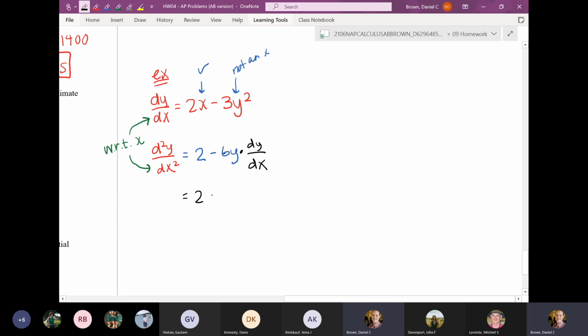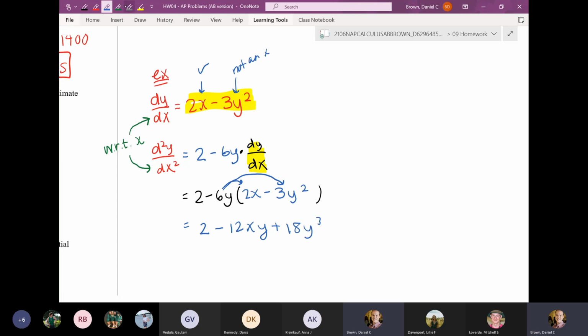Often we want to write that second derivative in terms of just x and y. Well, what is dy/dx? dy/dx is this. So I can plug it in, leave it like that, or simplify. So I have 2 minus 12xy plus 18y cubed. And again, why we did that dy/dx is because of this process called implicit differentiation, where we said, man, I took the derivative of y, but we were doing it with respect to x. So we had to multiply it by dy/dx.